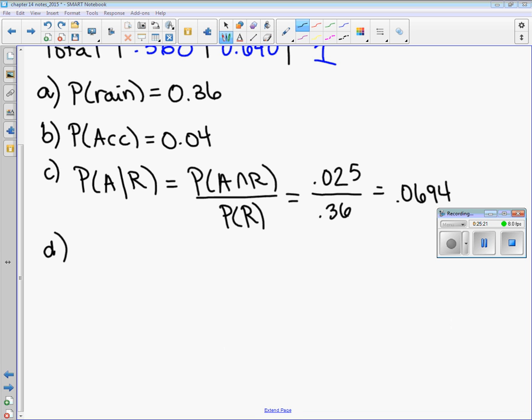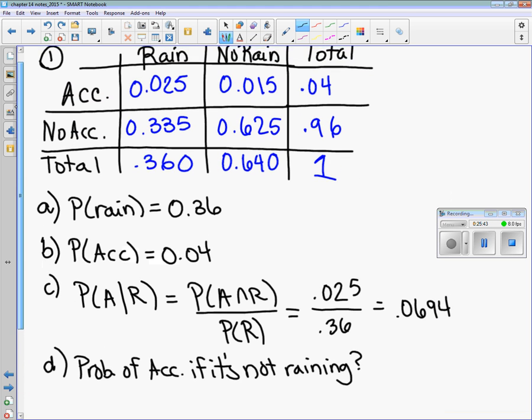What is the probability, by the way, this is a typo. What is the probability of an accident if it is not raining? This one, to me, has no keywords in it. It doesn't have any ors, ands, or givens. But I can rewrite the sentence so it has a keyword in it.